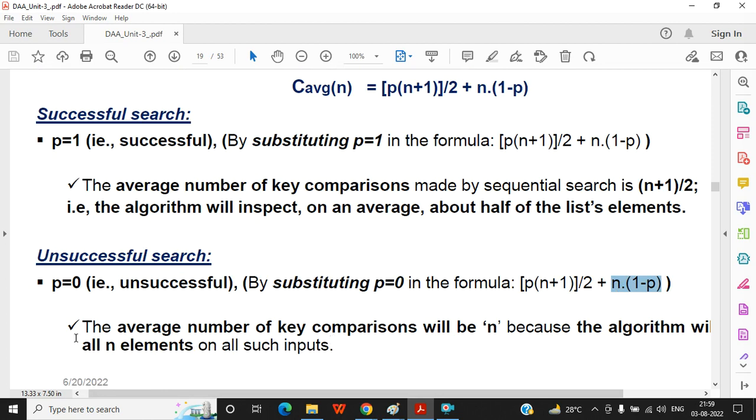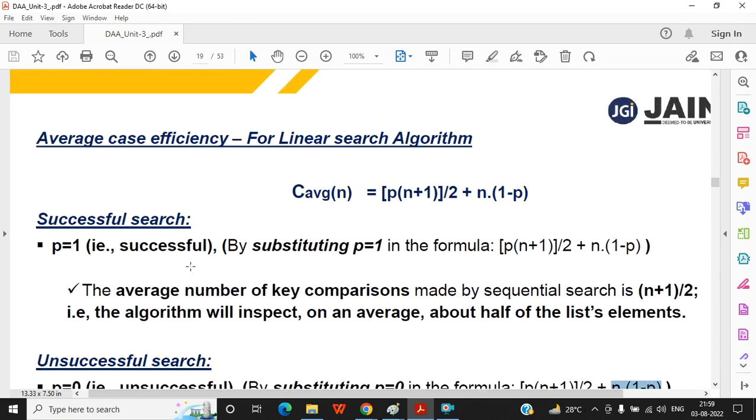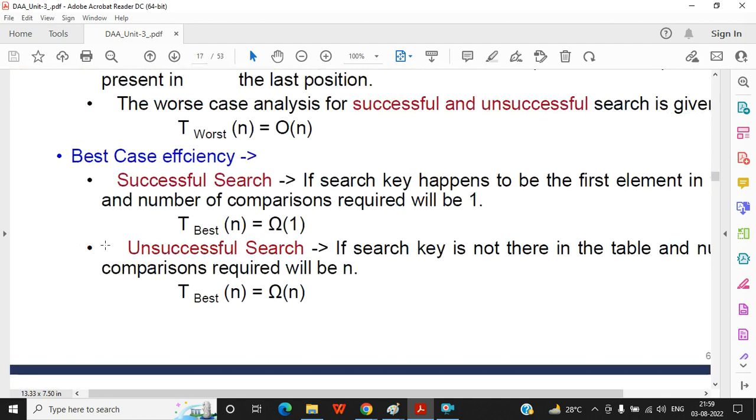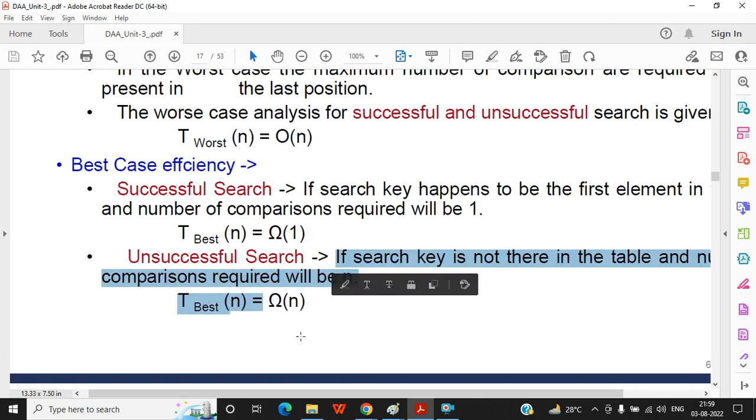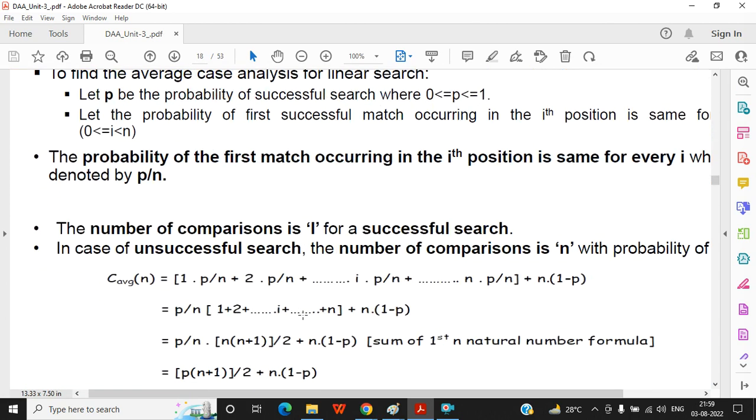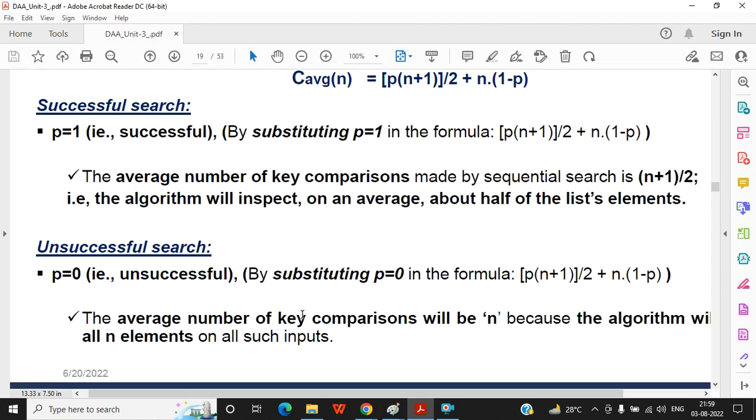So the unsuccessful search in the average case for the linear search algorithm is big O of n, and for the best case and average case, both cases, the unsuccessful search will be your big O of n. Got it? That is what they are saying here.